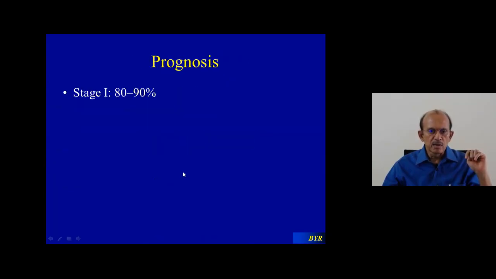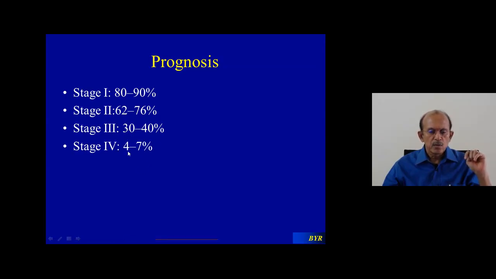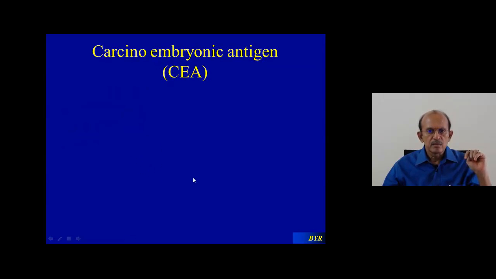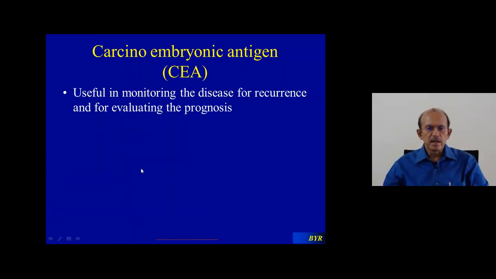Prognosis of carcinoma of the rectum. Stage 1, 80 to 90%. Stage 2, 60 to 76%. Stage 3, 30 to 40%. Stage 4, only 4 to 7%. Carcinoembryonic antigen is a tumor marker for colon cancer. It is useful in monitoring the disease for recurrence and for evaluating the prognosis.